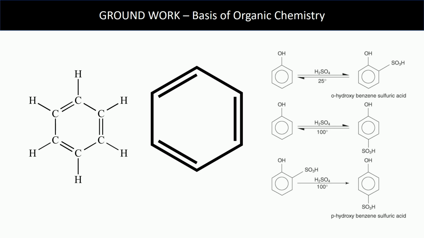Here is an image for some of the compound structure of the benzene ring on the left-hand side. The middle image is a simplified version of the benzene ring, and finally the last image shows some basic examples of chemical reactions, showing how the benzene ring reacts with sulfuric acid at different temperatures.